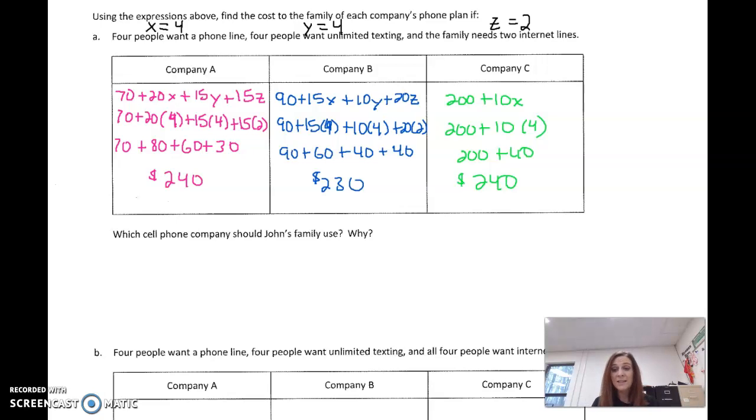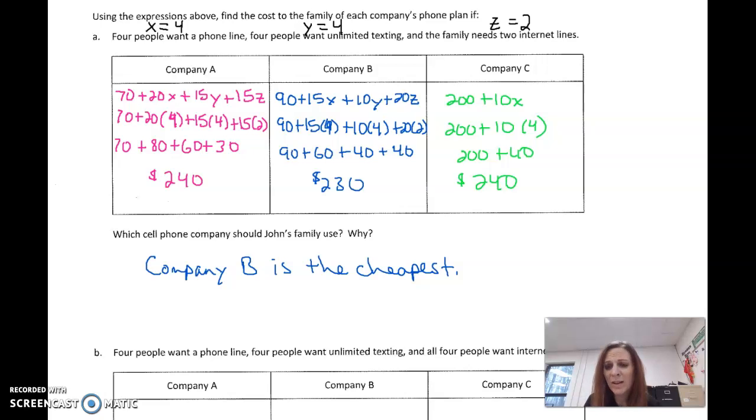So if this is what John's family wanted, which one would you pick to pay? Well, hopefully you would pick Company B. Why? Because Company B is the cheapest. Least expensive, I don't care. Company B is the cheapest, so that's what we'd pick.